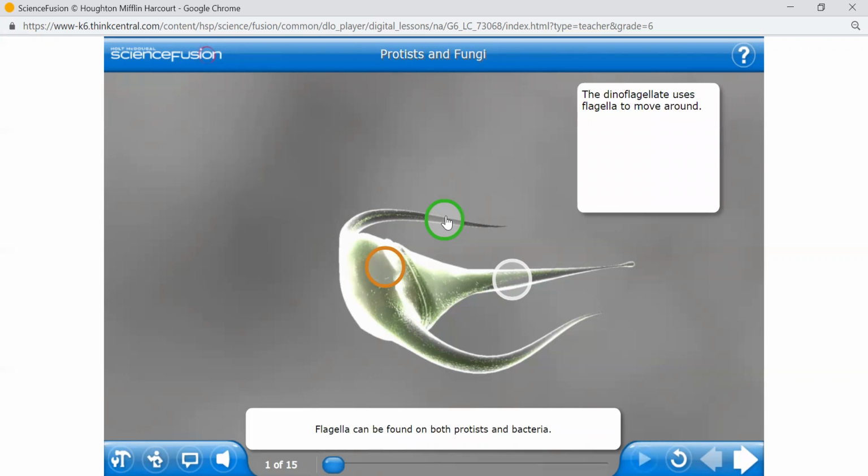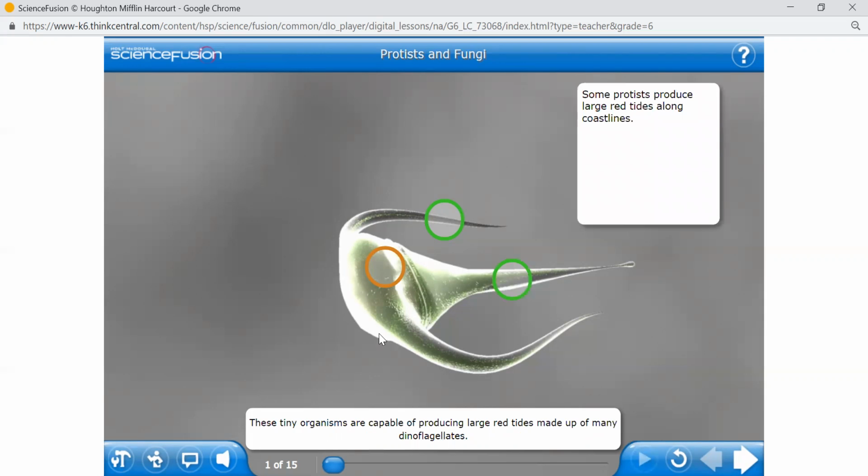Flagella can be found on both protists and bacteria. These hair-like flagella spin or whip back and forth, allowing the dinoflagellate to move around in the water where it lives. This cool way to move is one way in which dinoflagellates are perfectly adapted to their aquatic, or water-based, environment. These tiny organisms are capable of producing large red tides made up of many dinoflagellates. Some red tides harm fish, shellfish, and sea mammals, as well as humans who eat affected seafood or breathe in the toxins produced by the protists.